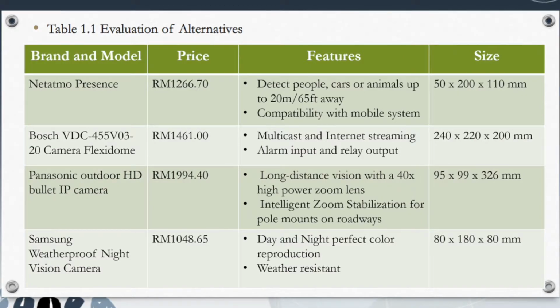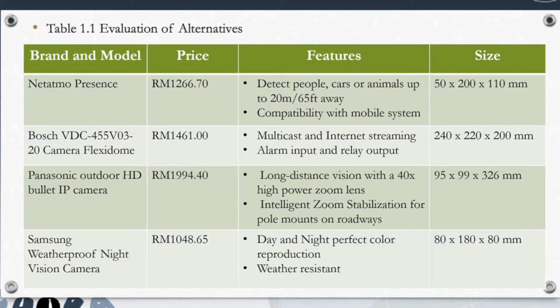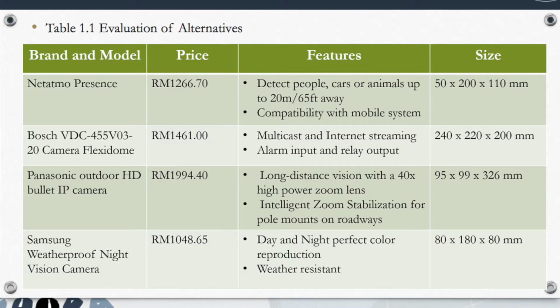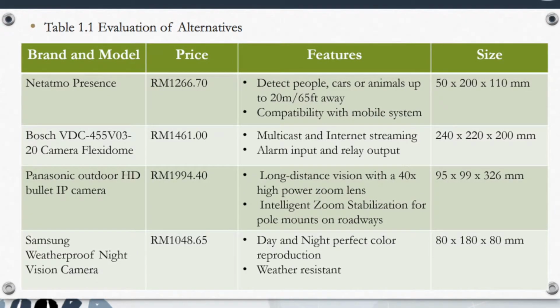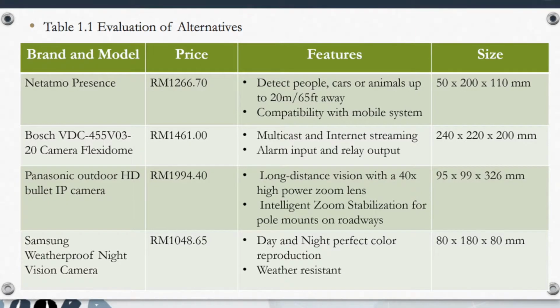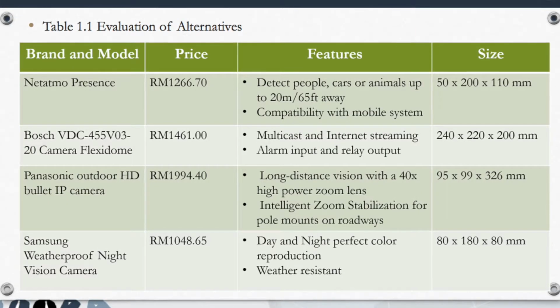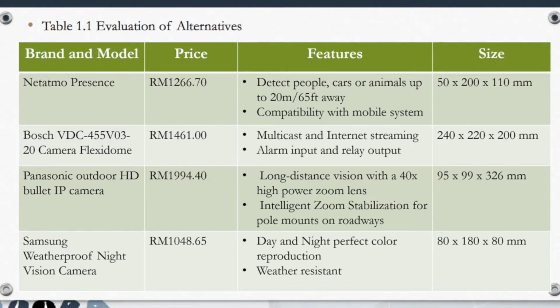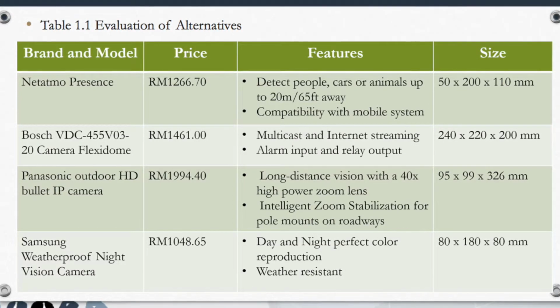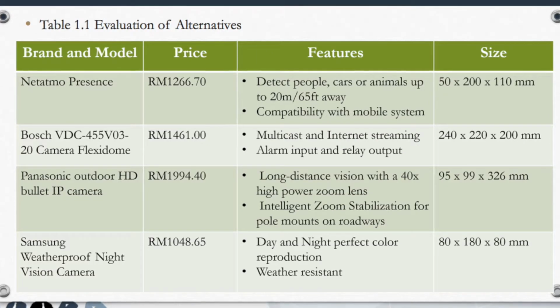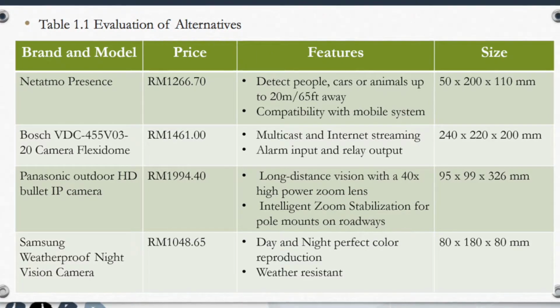Moving on, it is the Panasonic Outdoor HD Bullet IP camera, which costs 1,994 ringgit and 40 cents. This camera has long-distance vision with a 40 times high-power zoom lens, as well as intelligent zoom stabilization for pole mounts on roadways. The size of this CCTV is average compared to the other brands.